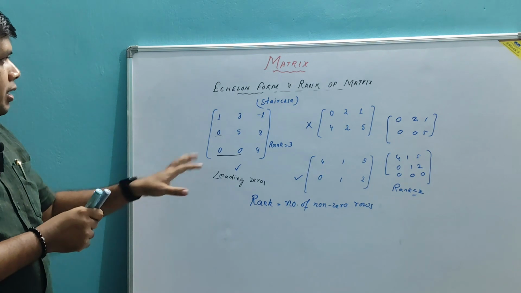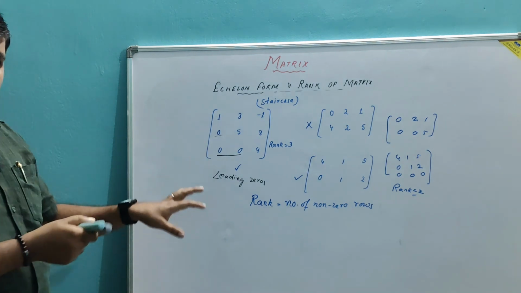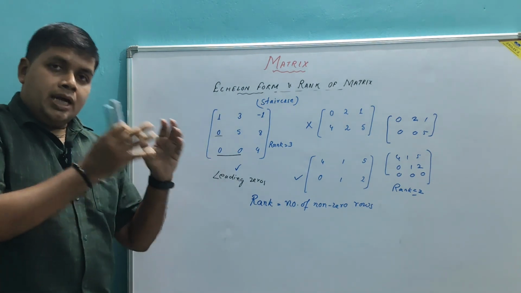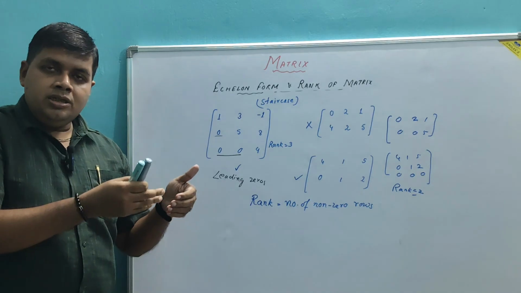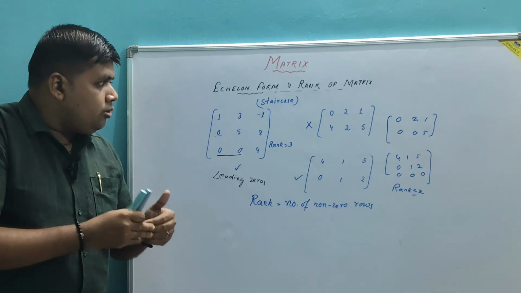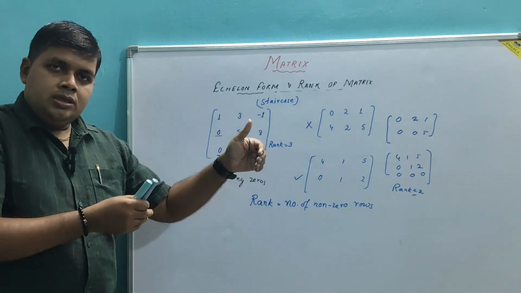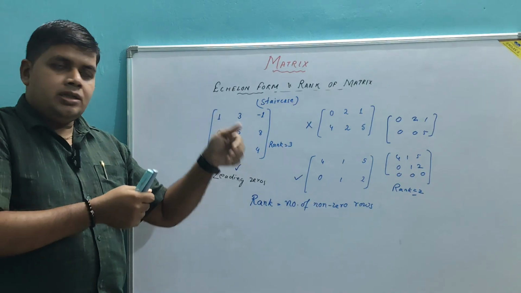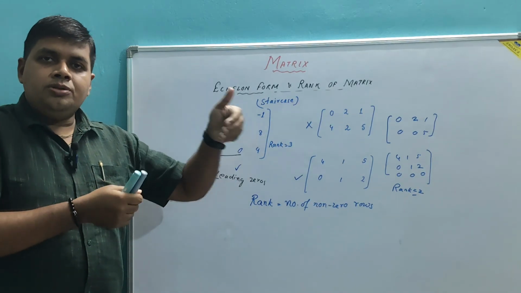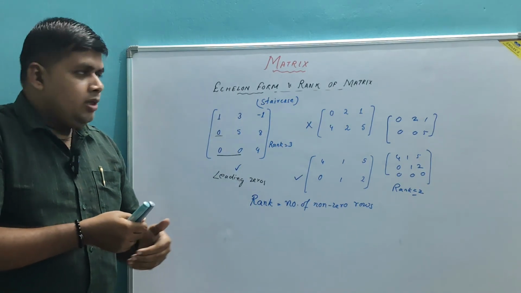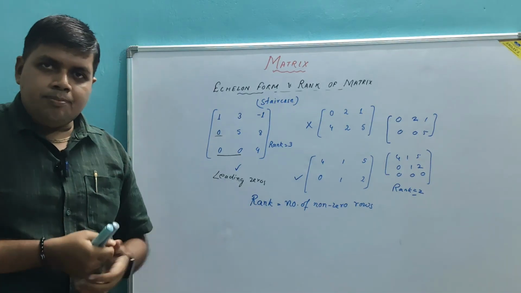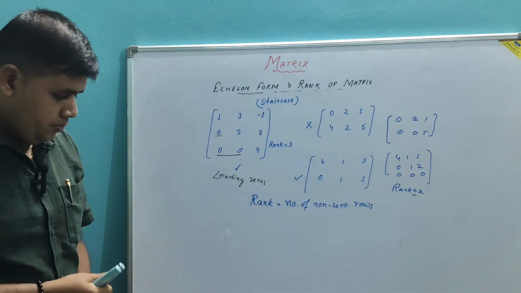So based on this, we will now look into how we can convert any given matrix into echelon form. We have to first know how to convert a given matrix into its corresponding echelon form. So let's work on an example of how we can do so.